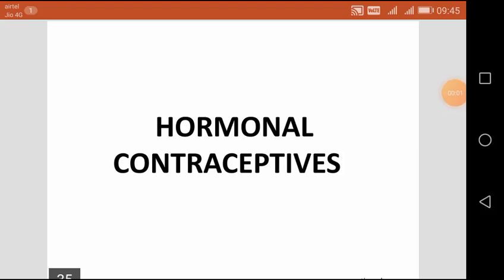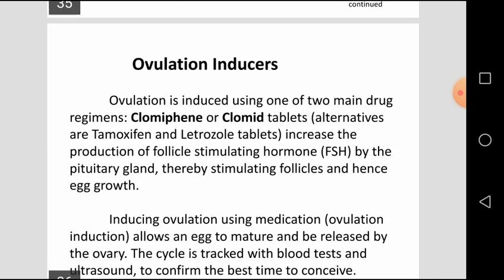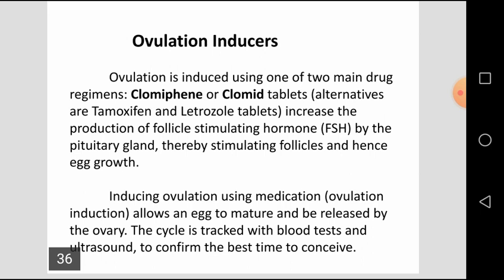Morning, girls. In the previous session we discussed hormonal contraceptives, right? This is a continuation part. Among these hormonal contraceptives, in continuation we are going to discuss ovulation inducers.